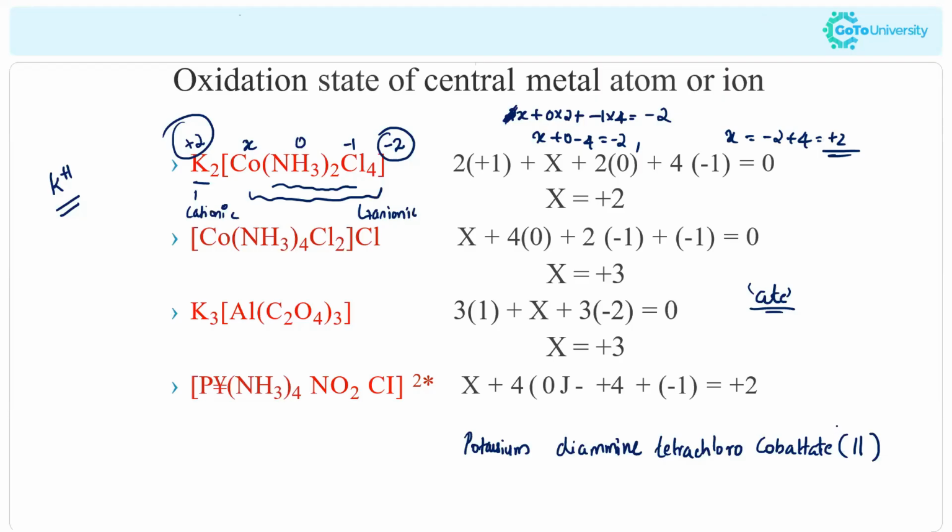So if the coordination sphere is negatively charged, we will write the name of the metal with the suffix -ate. If the coordination sphere has a positive charge, we will mention it first. If it has a negative charge, we will mention the ionization sphere first. So this is the rule.